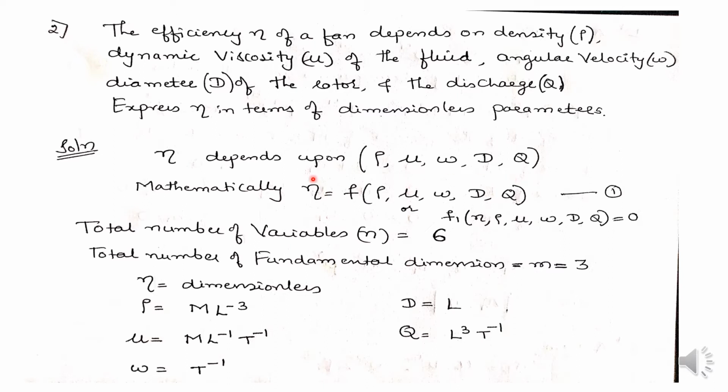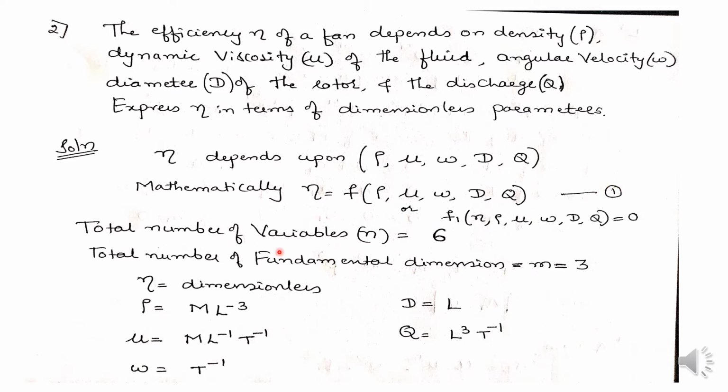So mathematically, how will we write this efficiency? It is a function of rho, mu, omega, diameter, discharge. Or we can write this equation in this form also: function F1 of efficiency, rho, mu, omega, diameter d, discharge equal to 0. Let us call this equation 1.